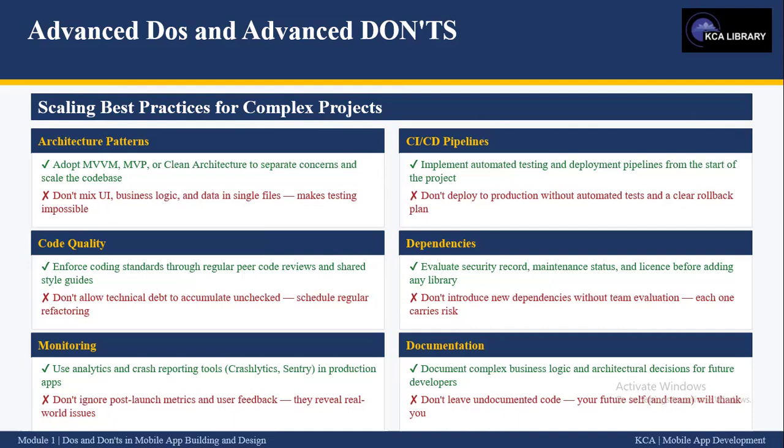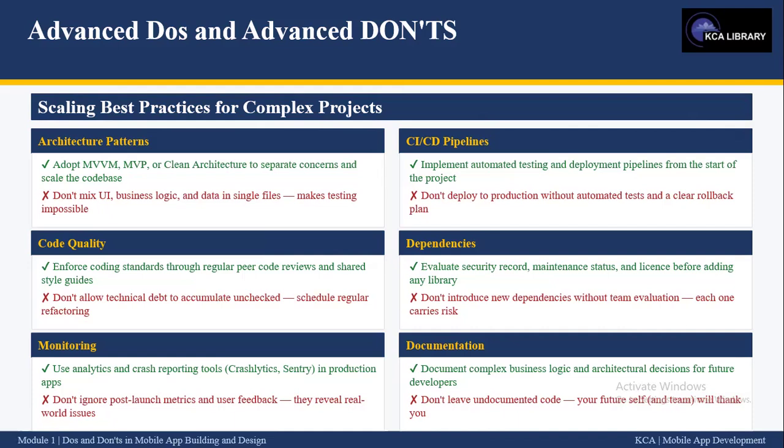Advanced development requires structured practices for scalability and maintainability. Developers should adopt architectural patterns such as Model-View-ViewModel, or clean architecture, to separate concerns. Continuous integration and deployment pipelines are essential for automation and reliability.